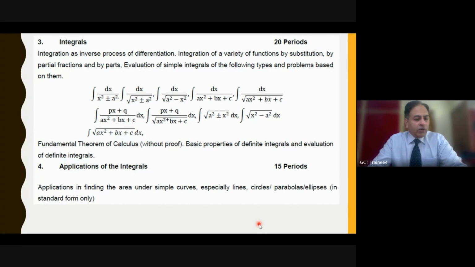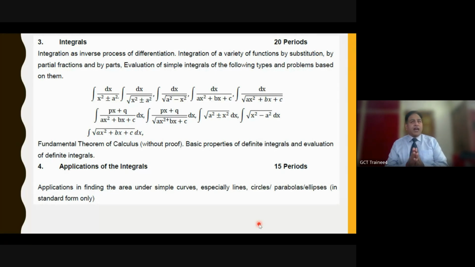When I talk about the area under curves, a lot of confusion is there in this particular topic. Applications in finding the area under simple curves, especially lines, circles, parabolas, and ellipses, are mentioned in standard form only. But if you have gone through the sample paper released by CBSE, the question was given wherein the parabola is not in its standard form, and the shifting of origin concept is used in our latest sample paper. So that's my personal recommendation.